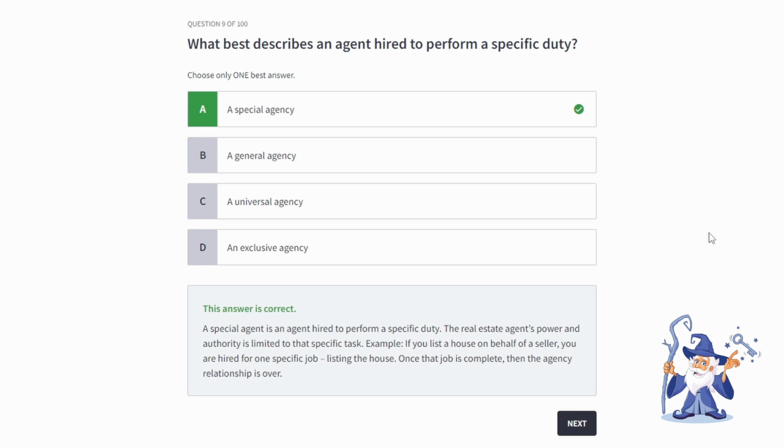Anyways, so a special agent is an agent hired to perform a specific duty. The real estate agent's power and authority is limited to that specific task. An example would be if you list a house on behalf of a seller, you are hired for one specific job, listing and selling the house. Now, once that job is complete, then the agency relationship is over. That is a specific duty again and a special agency. So again, just think of it as the same thing. Someone's doing a specific duty, just assume that that's a special agent or special agency relationship.